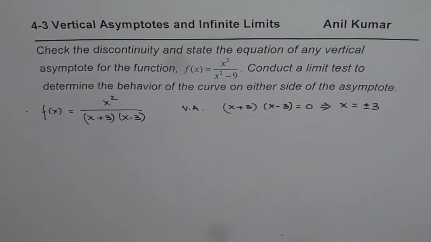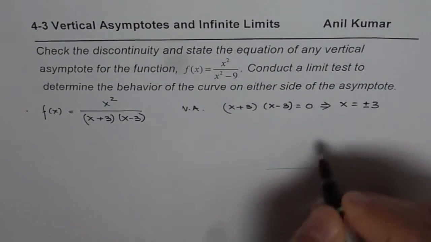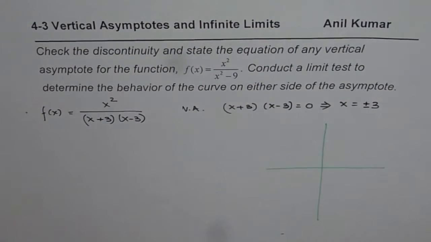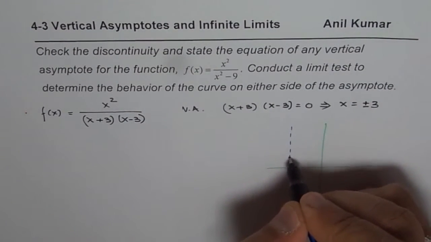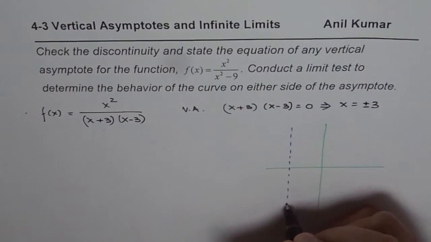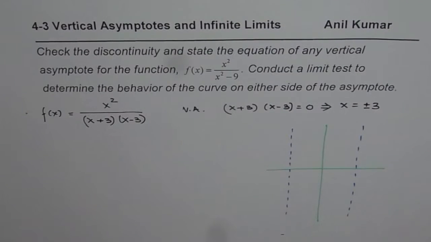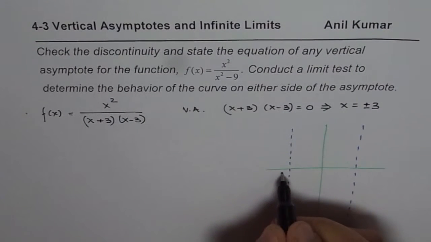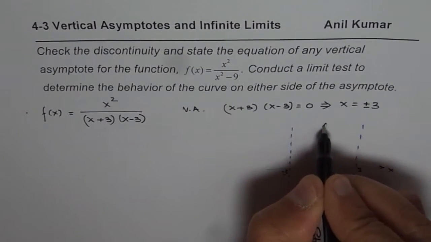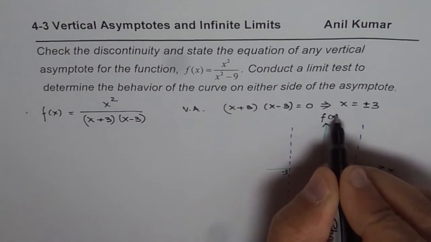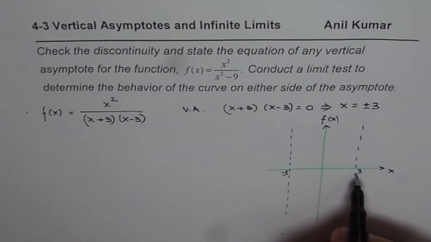So what we can do here is sketch the vertical asymptotes. Let's say that is the coordinate plane, and let's say one asymptote is at x equals minus 3. I'm not using any scale, but generalizing, we'll just assume this is at x equals plus 3 and minus 3. So the point here is x equals minus 3, and here it is plus 3, that is the x-axis, and that is f of x. These lines show us the vertical asymptotes at plus minus 3.